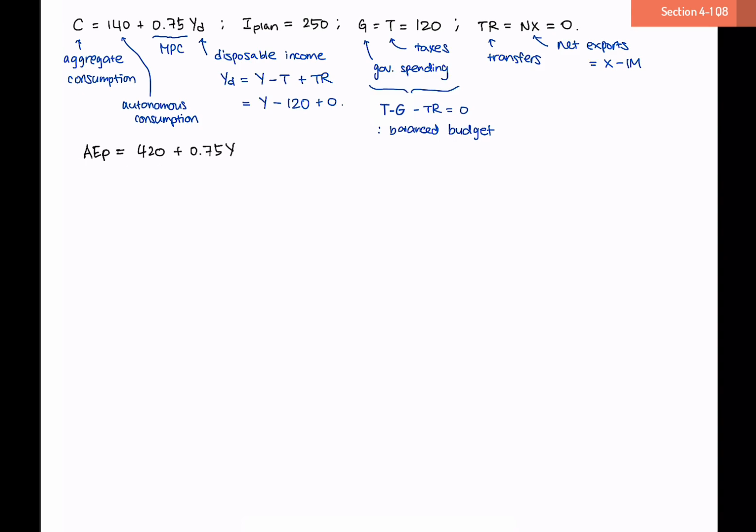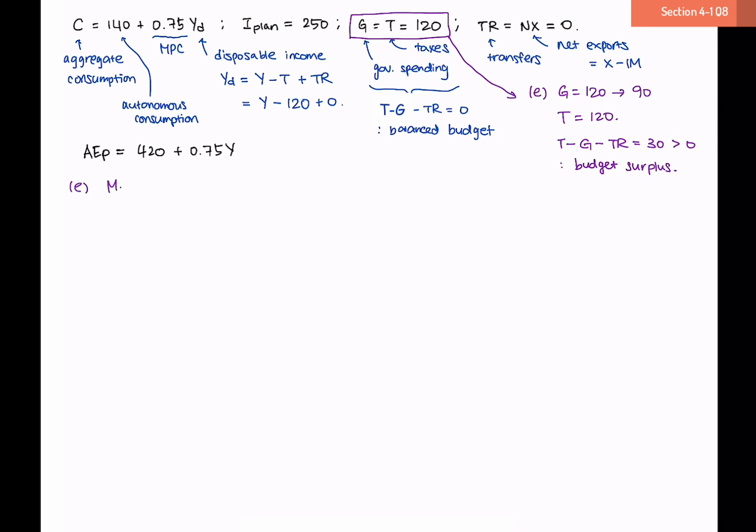Now suppose the government decreases government spending by 30. So our government spending was originally at 120, but because we're decreasing it by 30, now the government spending is at 90. Taxes are still at 120. What we know from this is that if we look at the difference between taxes and any type of spending through government spending and transfers, it's no longer 0, but it's at 30, which is positive. So now, after this reduction in government spending, the government is running a budget surplus.